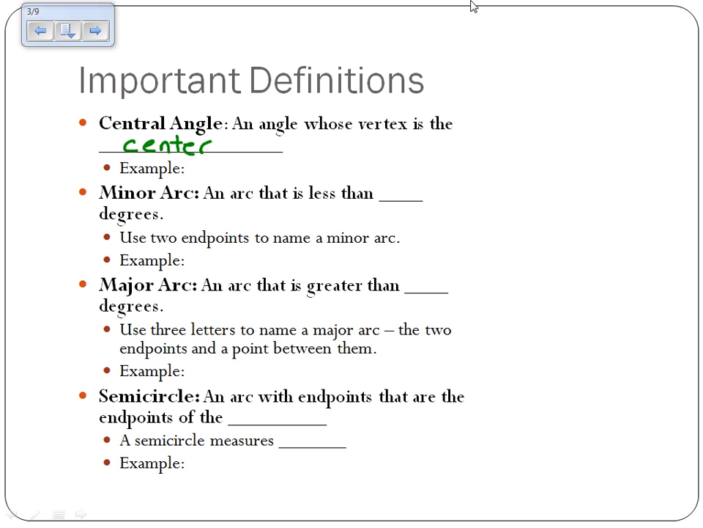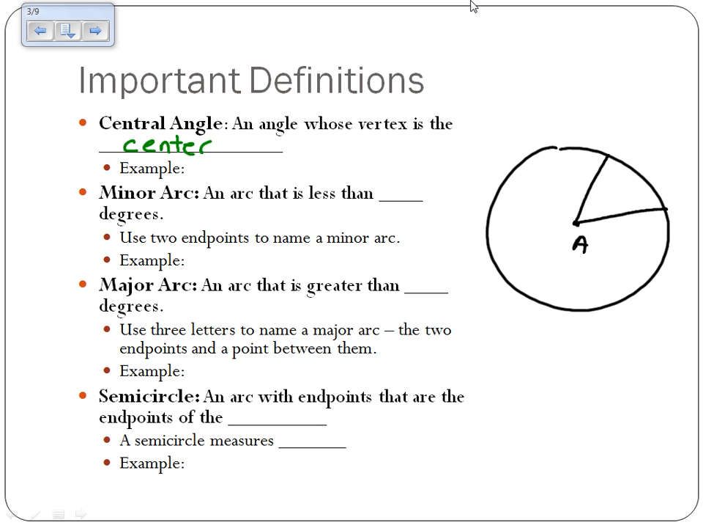An example. Draw a circle off to the side. We'll use this for all of our examples right now. We'll call it circle with center A. A central angle, a good example would be like this. Here's B, here's C. So notice how it's still an angle, but that its center is right in the middle. So an example here would be angle CAB. Okay? Angle CAB. Notice how the vertex is in the center.